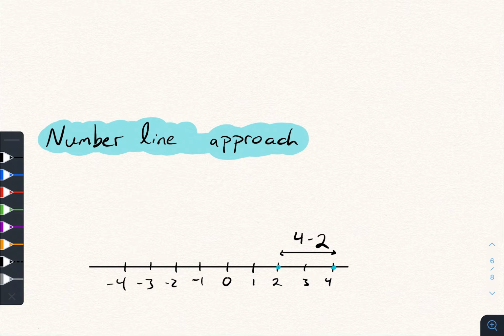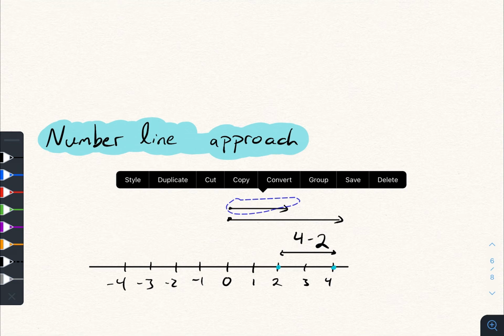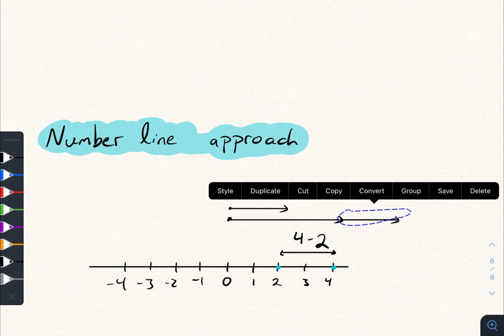So if I want to do just 4 minus 2, we could use arrows for this. So here's 4, and then here is 2. Remember, we draw arrows starting at 0, pointing towards whatever the number is. And so if I want to add 4 plus 2, then I would start with 4, and then just take the arrow for 2 and tack that onto the end of it.